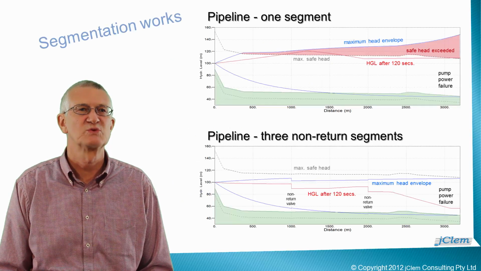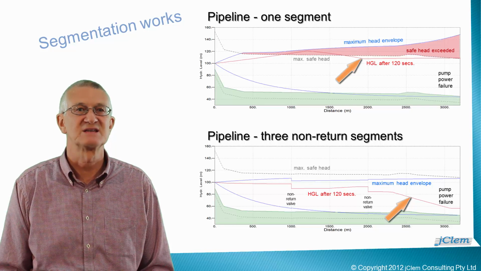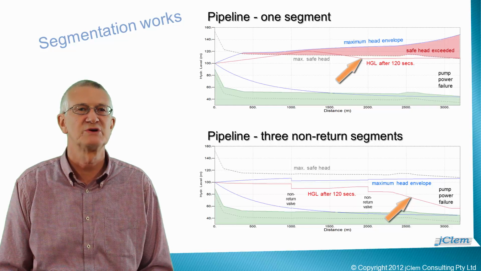Allow me to close with this slide, which demonstrates how installing non-return valves very effectively limits the maximum heads experienced along most of this pipeline. We're looking at a 3.2 kilometre long pipeline with its hydraulic grade line and surge envelopes following pump power failure. The hydraulic grade line at 120 seconds after power failure is shown to make the separation of heads at the non-return valves evident in the bottom figure.